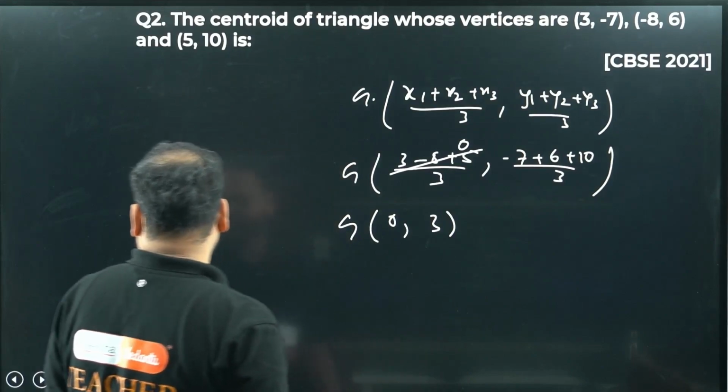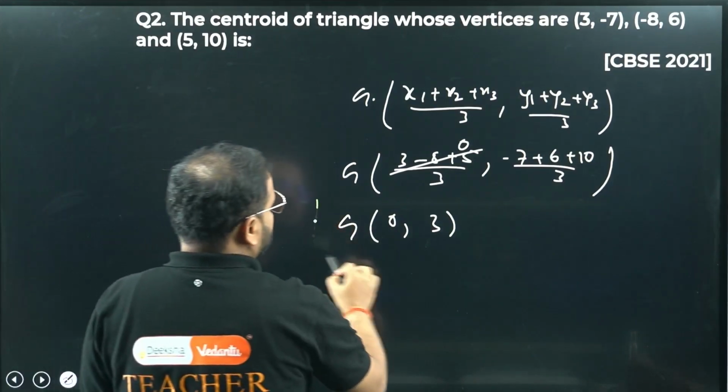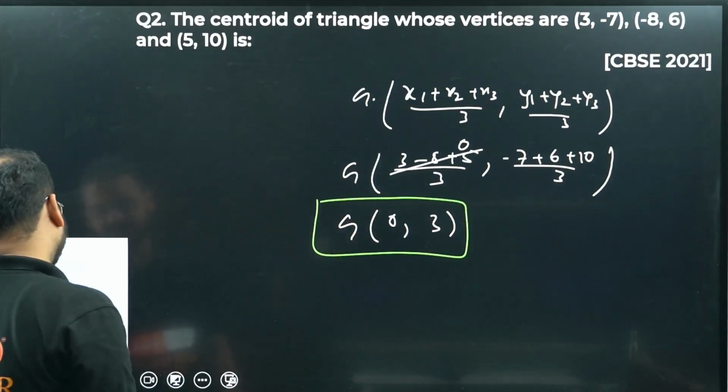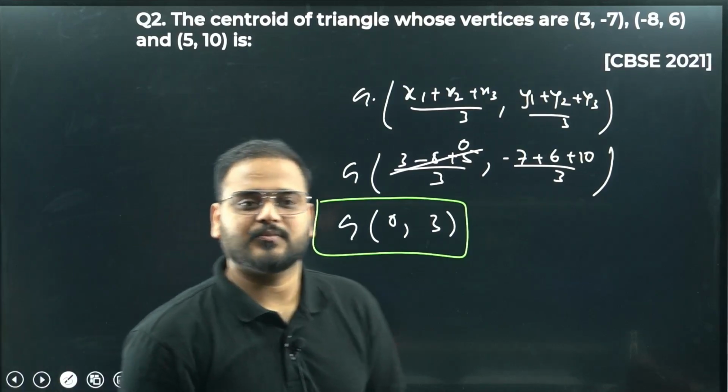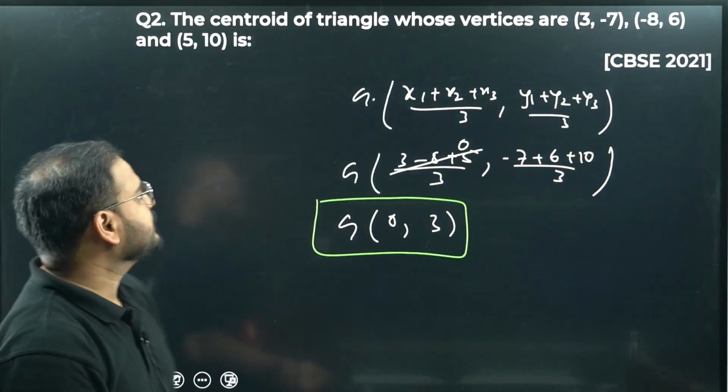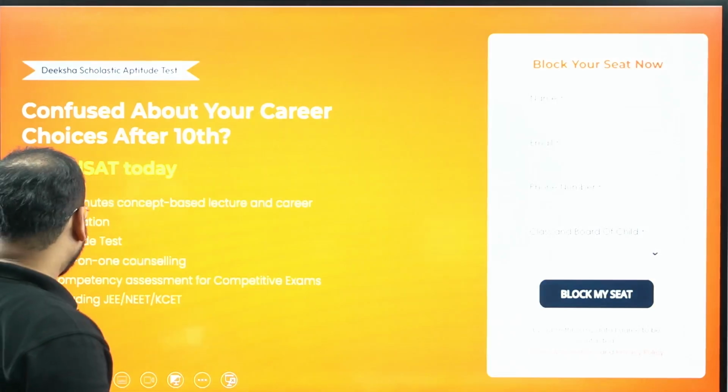So what is my centroid? My centroid is coming as G(0, 3). Okay, clear? No problem there. Moving on to the questions now.